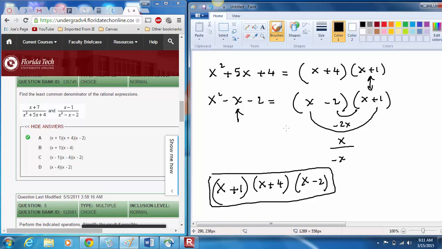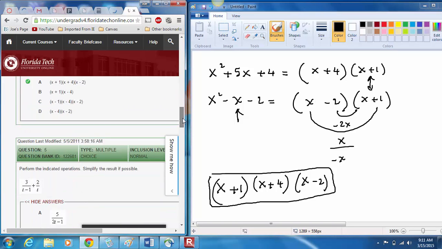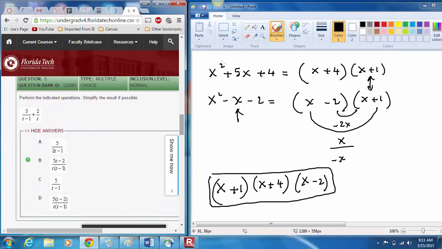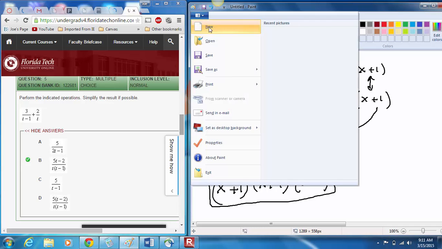So to find the lowest common denominator, first you look for common factors and you take one of them. So in this case, x plus 1, we don't have to take both of them, we take one of them. But those that are not common, we have to list them all. x plus 4, x minus 2. So x plus 1, x plus 4, x minus 2 is the lowest common denominator. Let's check the next question.